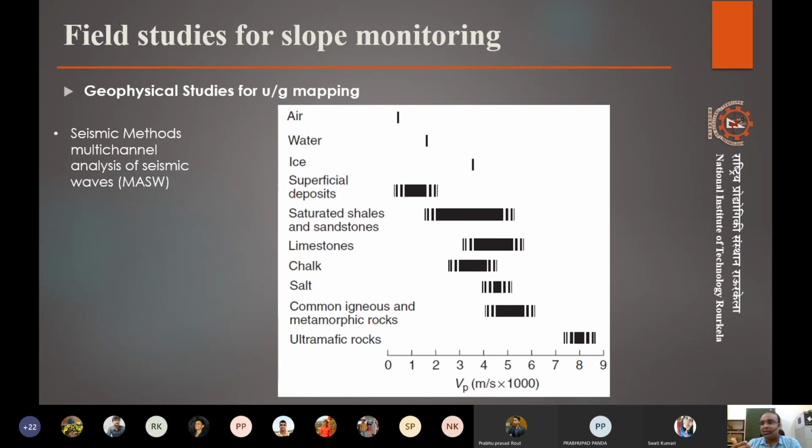So only solids, the S wave passes. P wave passes through more materials, and correspondingly, we can actually find out what the ranges of these are. As you saw, limestone has somewhere around 3,500 to 6,000 meters per second. A common igneous or a metamorphic rock will have even higher. Ultramafic rock or metamorphic rocks, some more hard rocks, can have even higher values.